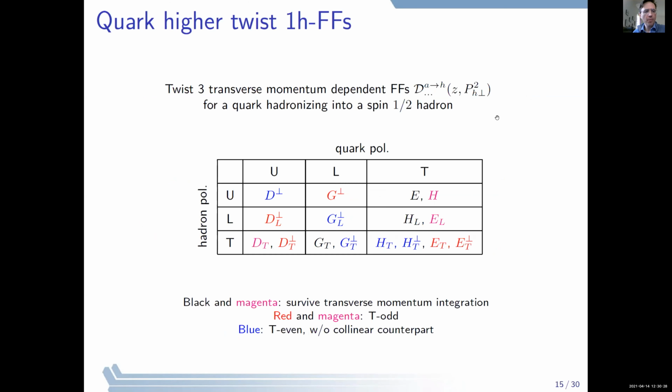At twist 3, we can repeat the same idea, and we obtain a lot of fragmentation functions, of which I only focus on the E fragmentation function that describes the transverse polarization of a quark inside the hadron, or the generation of an unpolarized hadron out of a transversely polarized quark.